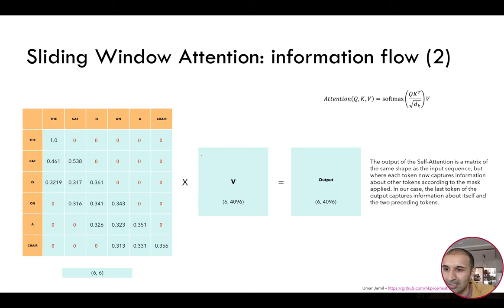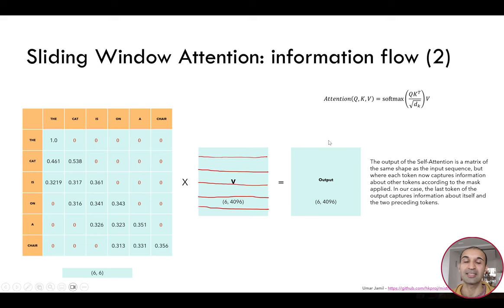If you watch the dimensions of these two matrices, it's a 6x6 and a 6x4096, so the output will be another matrix that is 6x4096. It will have the same dimension as the V matrix and also as the query matrix, because they have the same dimensions. So it will be 6 tokens as output.